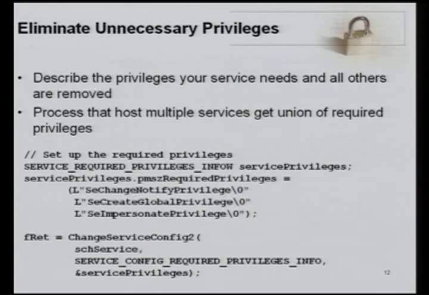The next thing we introduced was a way for services to declare what privileges they needed, and for the service control manager to automatically strip all the unnecessary privileges from their token. And so there's APIs that people can call to say, here's a set of privileges I'm going to use. If you have multiple services in a service host, the service control manager takes a union of those and puts it in there and strips away all the rest.